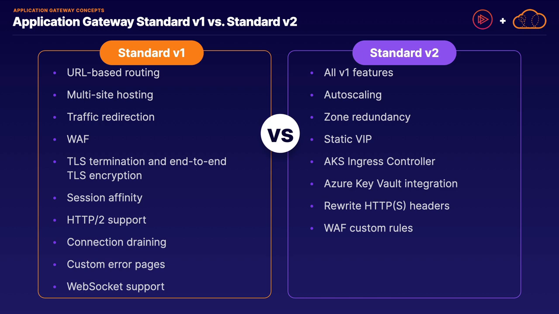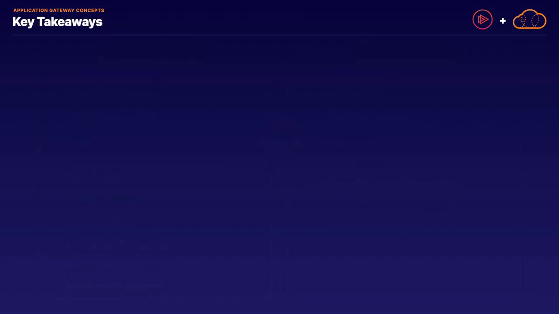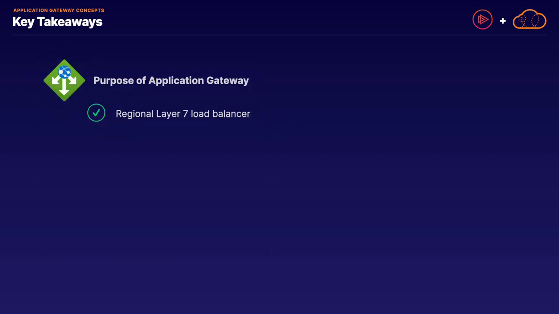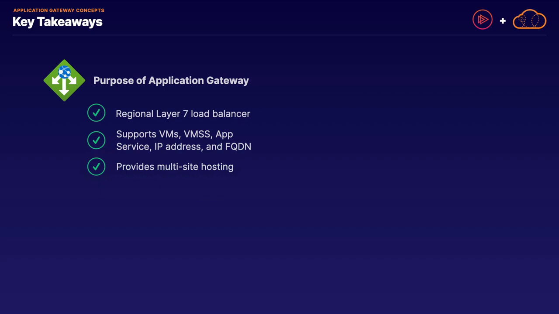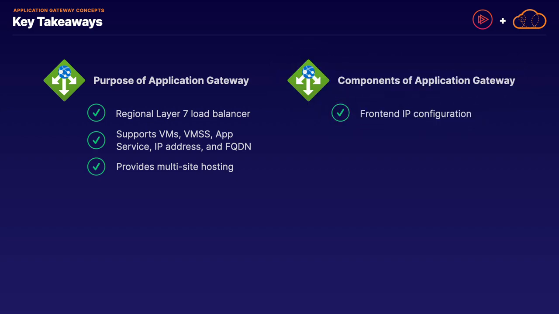All right, gurus, it's time to wrap up this lesson with some key takeaways. So the purpose of Application Gateway is really to understand that it is a regional layer 7 load balancer that supports virtual machine scale sets, app services, IP addresses, and FQDNs in its backend pool. And it provides multi-site hosting functionality so that we can have multiple sites running behind a single IP address of our application gateway. Now, the components of Application Gateway are that front-end IP configuration, be that public, private, or both.